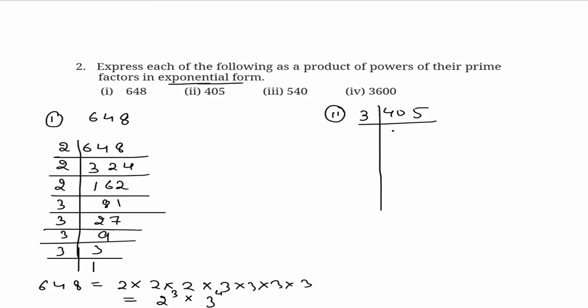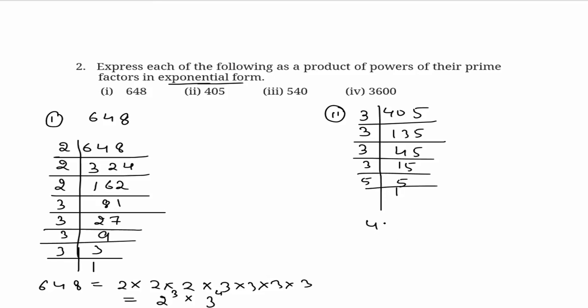So it will be 3 times 135 which will give me 405. Again add the digits: 1 plus 3 is 4, 4 plus 5 is 9. Again it will come in the table of 3. So 3 times 45. 45 again comes in the table of 3. So 3 times 15. Then 3 times 5 and 5 times 1.